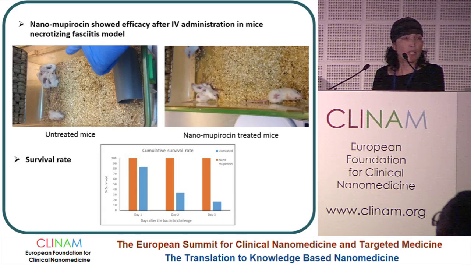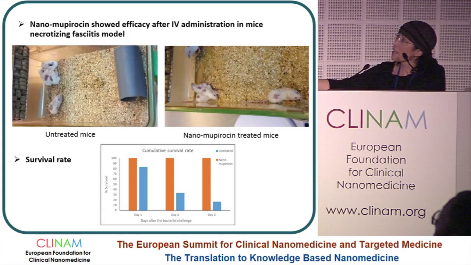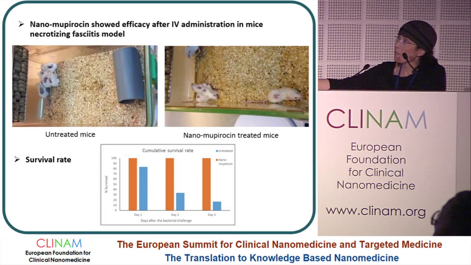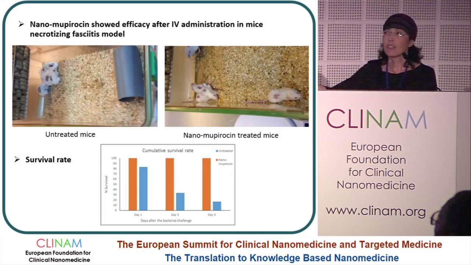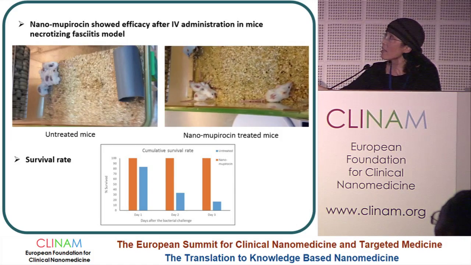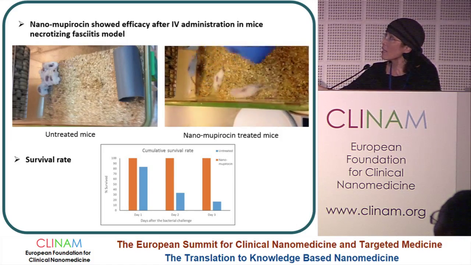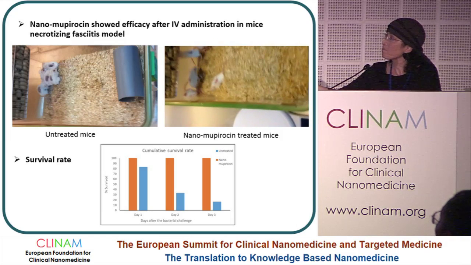In this model, we inject group A streptococcus subcutaneously to the back of the mice. And in the first short movie, we can see the sick mice, the untreated mice, they barely move, and their hair is rough. They have big wounds on their back. This is 24 hours after the administration of the bacteria. And in the nanomupirocin group, they are not sick. They show no symptoms of the disease.